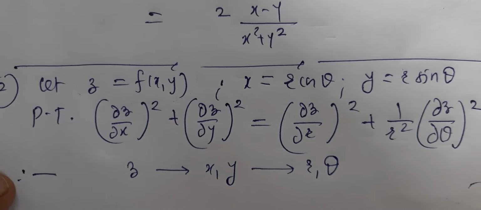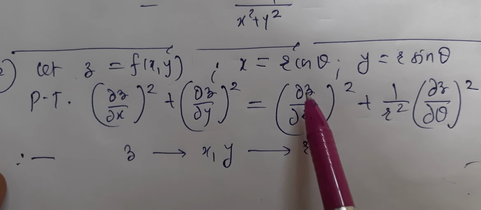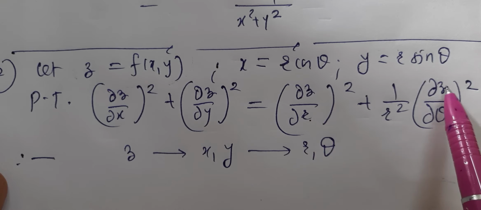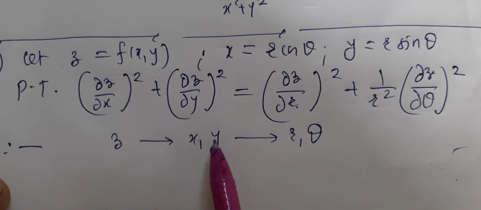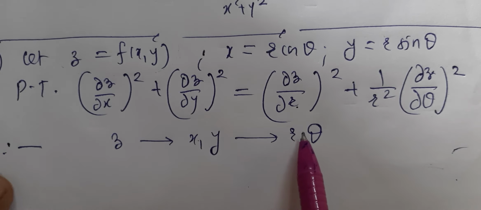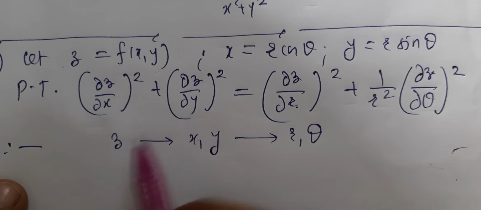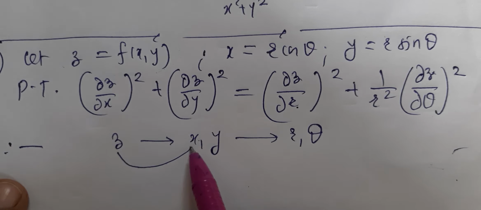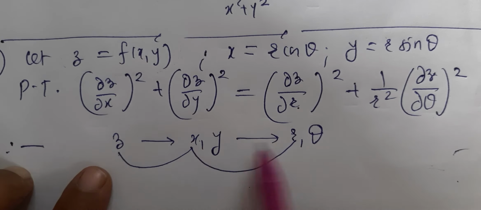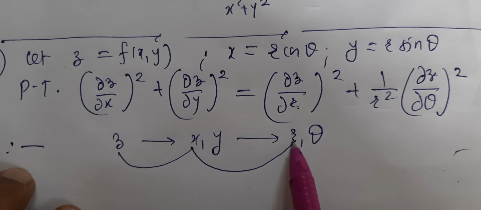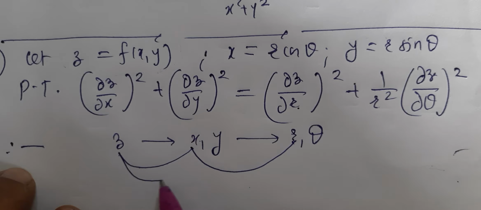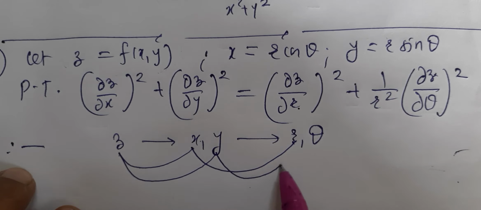Now let's see, can we find RHS? We need ∂z/∂r and we need ∂z/∂θ. Now what is there with us? z is a function of x and y, and x and y are functions of r and theta. So all of us know now z is a function of r and theta, via x and y. So ∂z/∂r will be ∂z/∂x into ∂x/∂r plus ∂z/∂y into ∂y/∂r, and same way you will get it for theta.